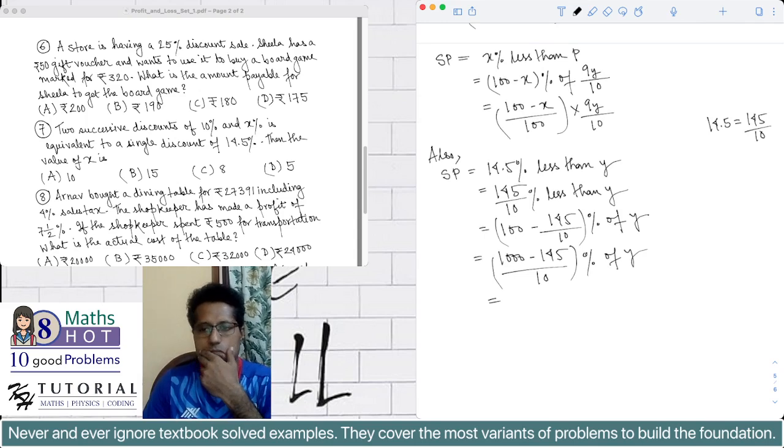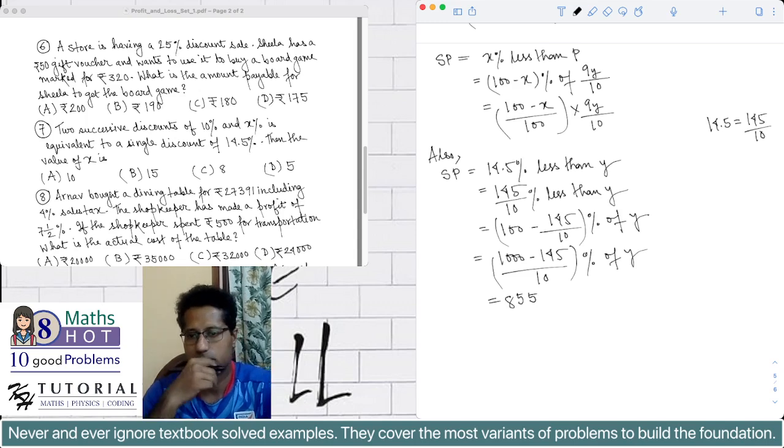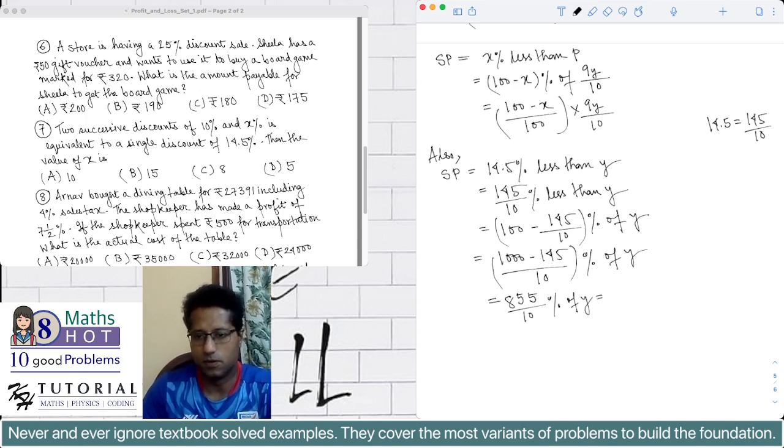This is equal to 1000 minus 145, which is 855, 855 by 10% of y, which is equal to 855 by 10 divided by 100 multiplied by y.